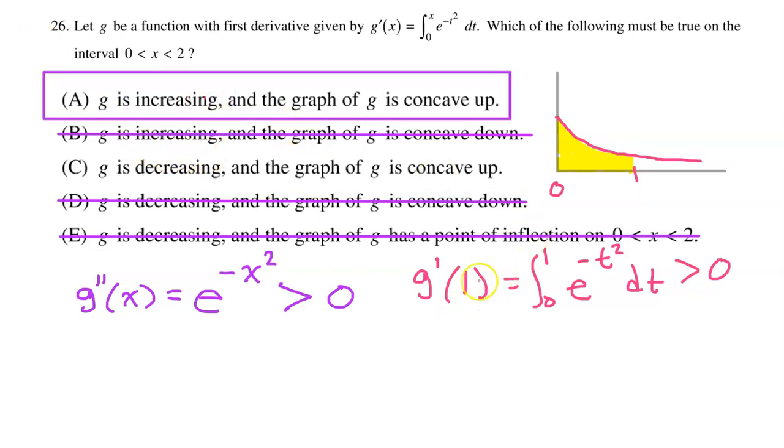By the way, I picked the value of 1, but you can see that the same argument would have worked for any value between 0 and 2 because the area is still above the x-axis the whole time.